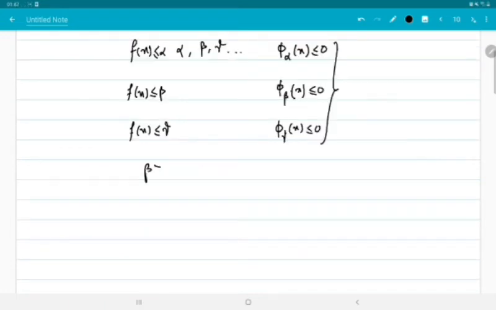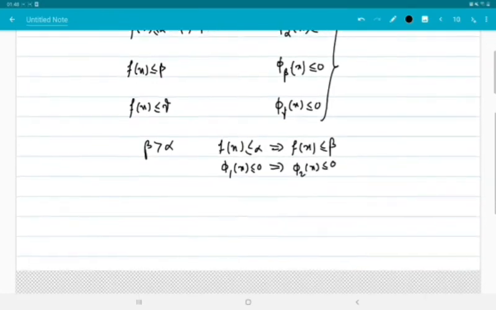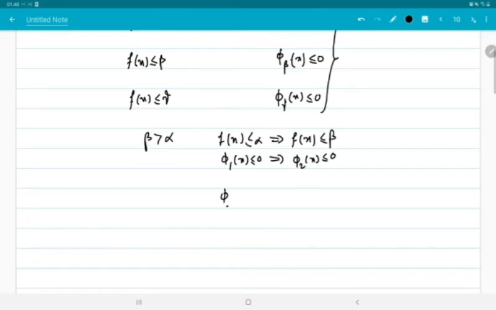Suppose beta is greater than alpha. Then f of x less than or equal to alpha would imply that for those x, f of x will be less than or equal to beta as well. So this is the same set which corresponds to phi 1 of x less than or equal to 0, and this will imply that phi 2 of x is less than or equal to 0. So this creates a relation between the members of the family. That is, phi s of x is less than or equal to phi t of x.